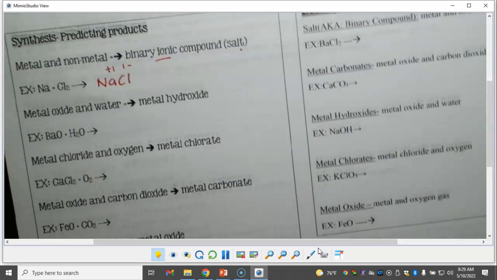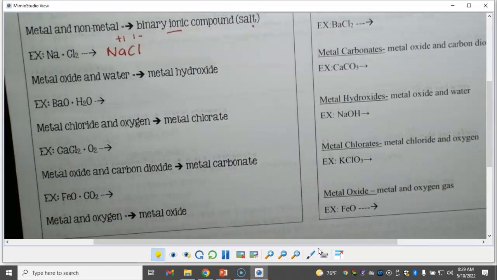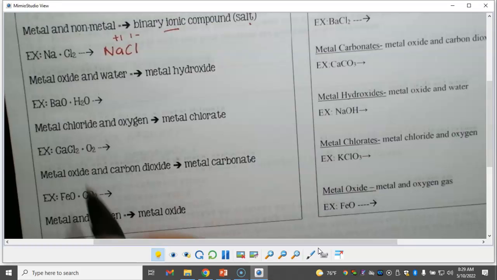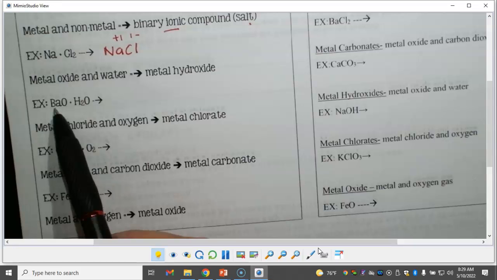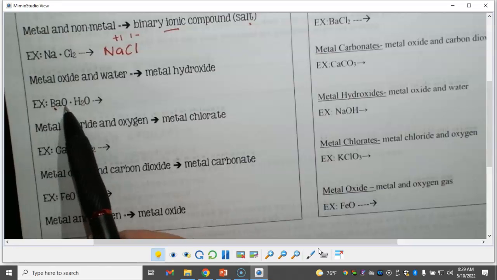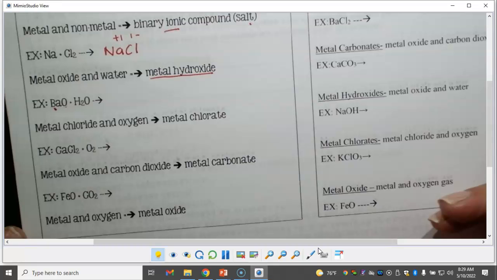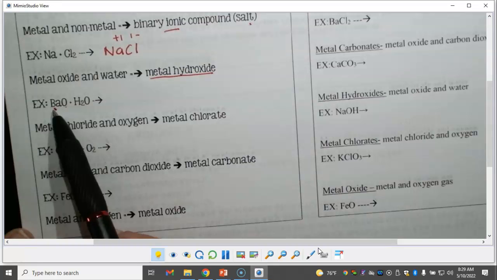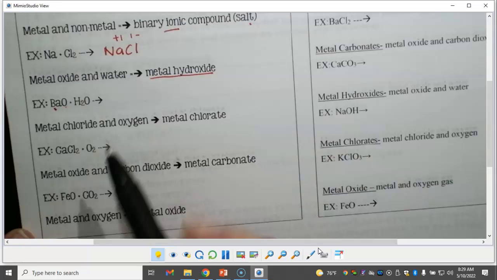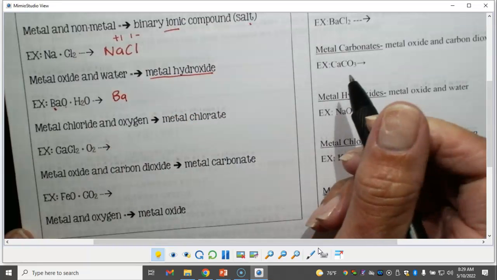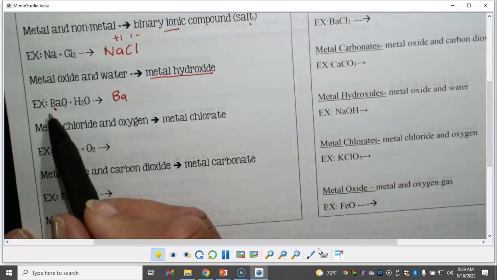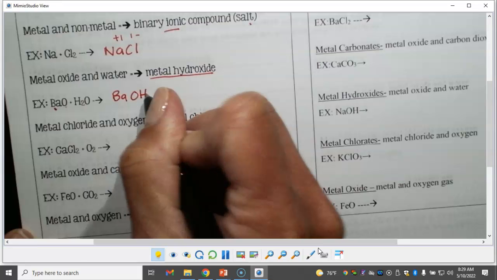Super easy. If we have the second one, a metal oxide combined with water, that metal could be anything. That could be sodium, it could be magnesium, it could be iron. If you have a metal oxide combining with water, you're going to make a metal hydroxide. So we're going to put whatever metal is in our reactant, and pair it up with the polyatomic ion hydroxide. We check our oxidation numbers.